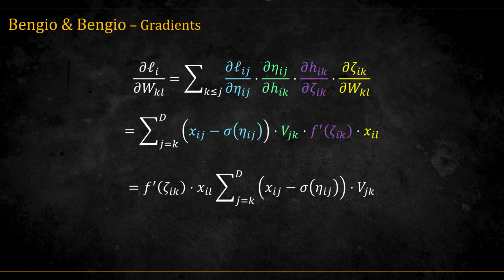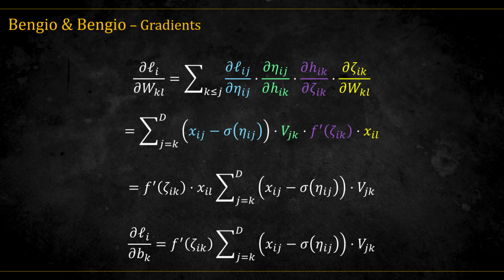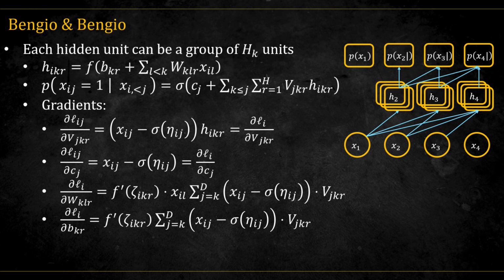We can take out of the sum terms that don't depend on j, and we get this. The derivative of the bias is almost identical, only without the x's. As I mentioned, each hidden unit can also represent a group of hidden units, and each group can be of different size. Let's call it h_k.